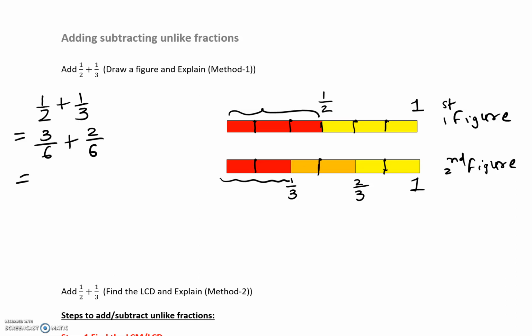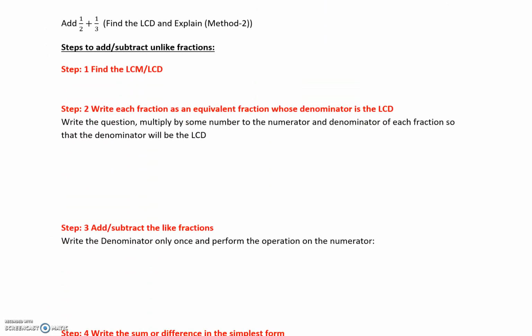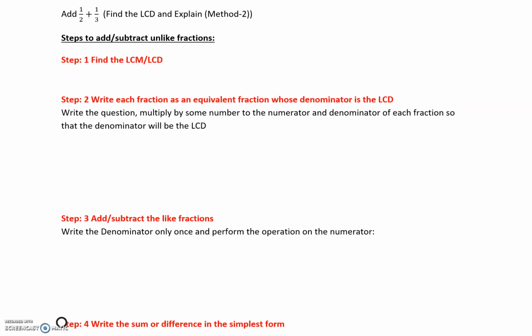Notice when you reduce 3 divided by 6, you get 1/2. 2 divided by 6, you get 1/3. Write the denominator only once. Perform the operation on the top. 5/6. This is a simplified answer. How do I get that 6? Let's learn the second method and you will see that, oh yes, I can see it.